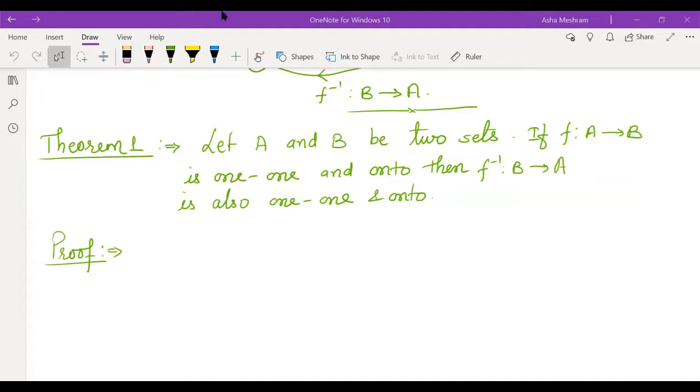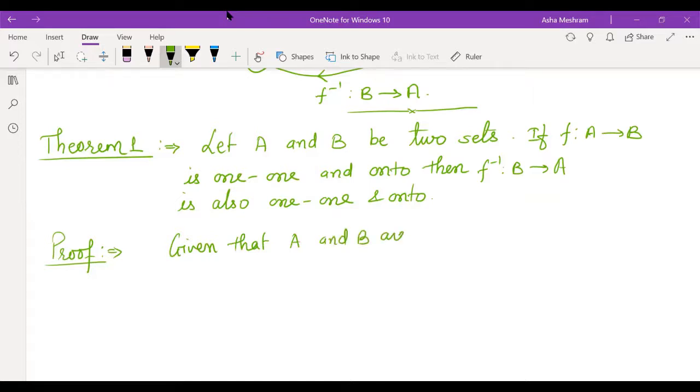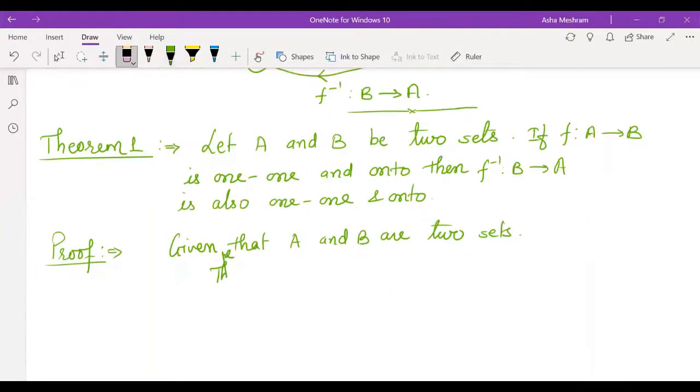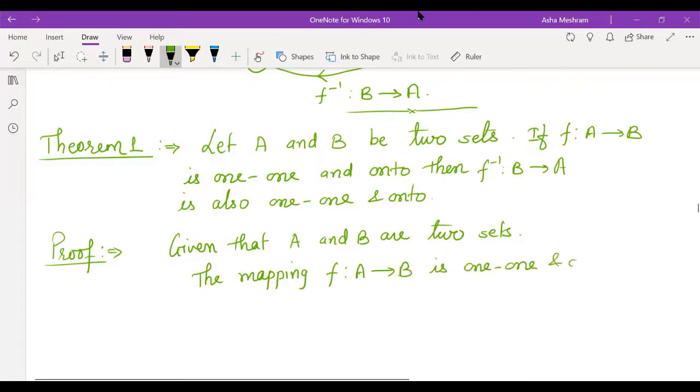First we write what is given. So here given that A and B are two sets, and the mapping F from A to B is 1 1 and onto.